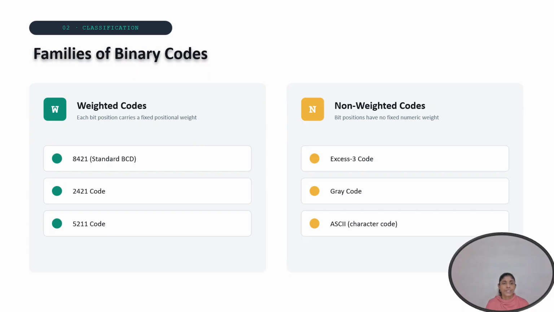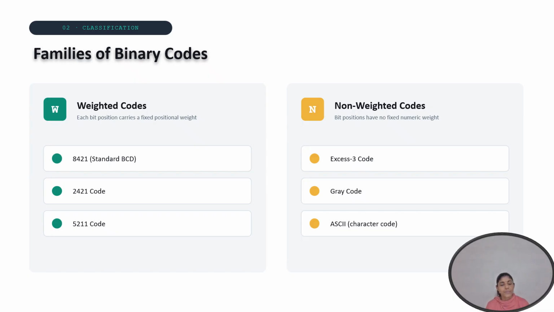The next motivation of this is classification. The families of binary codes are classified into two ways. One is a weighted code and another one is a non-weighted code. In the earlier classes we discussed weighted code. What is a weighted code? So each and every position is having some values. There you have to consider both the place value as well as the face value.